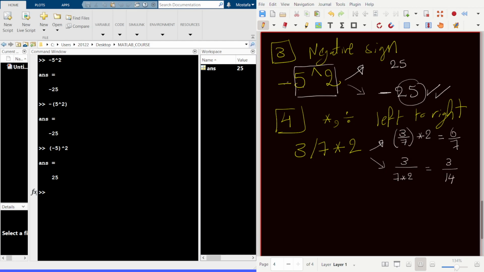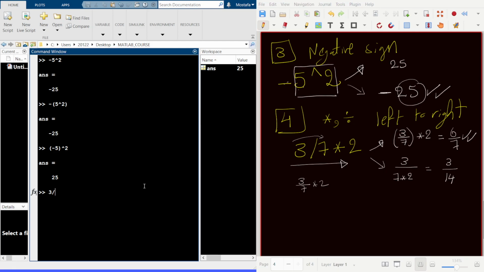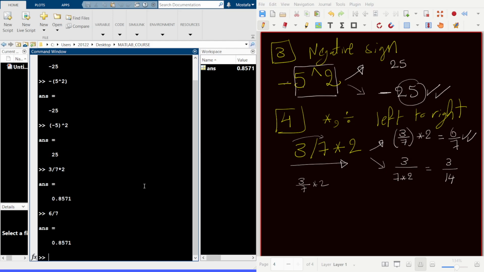In fact, the correct answer is this, according to the MATLAB convention, which is pretty common, I would say, in programming languages. We go from left to right, and division and multiplication have the same order of precedence. So then, if I go from left to right, I will first calculate 3 divided by 7, and that will give me 3 over 7, and then multiply the whole thing by 2. To test this, we can do 3 over 7 times 2, and the answer is 0.8571, which I can confirm is actually 6 over 7.